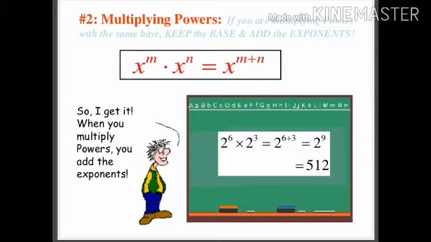Example: 2 power 6 into 2 cube. Add the exponents, that is 6 plus 3, that is called 2 power 9. The value of 2 power 9 is 512. That means 2 is multiplied by itself 9 times, we get 512.